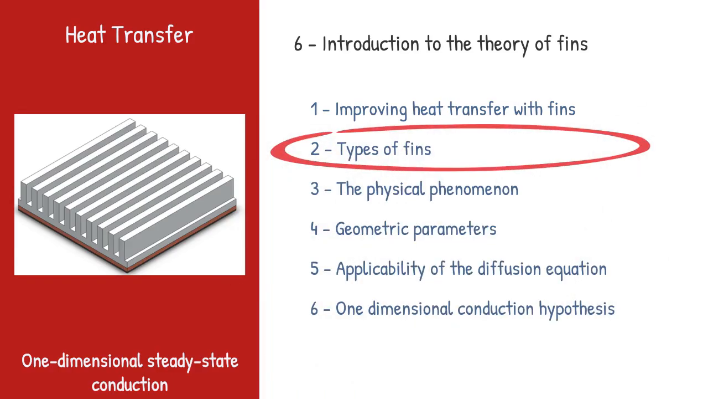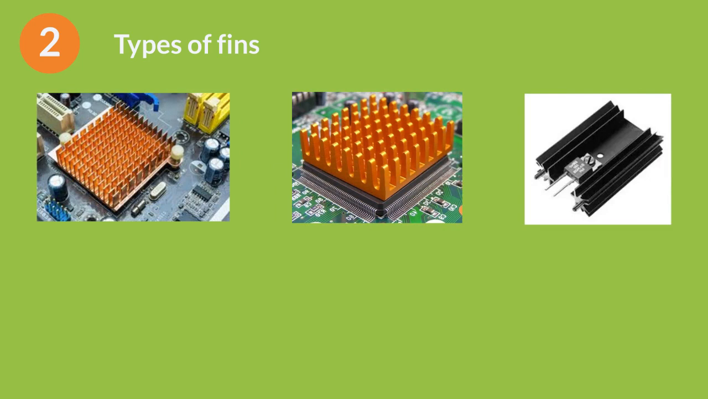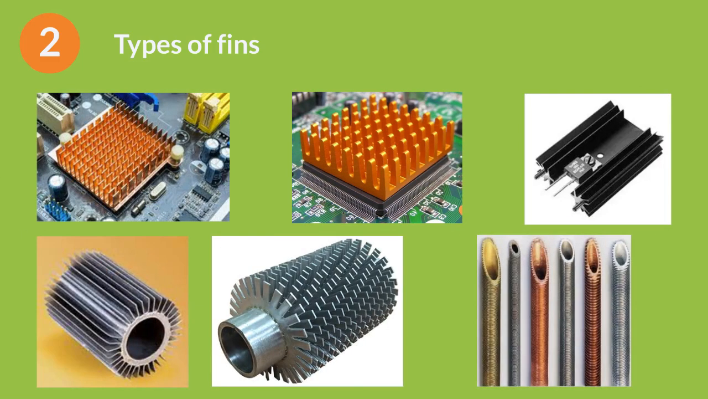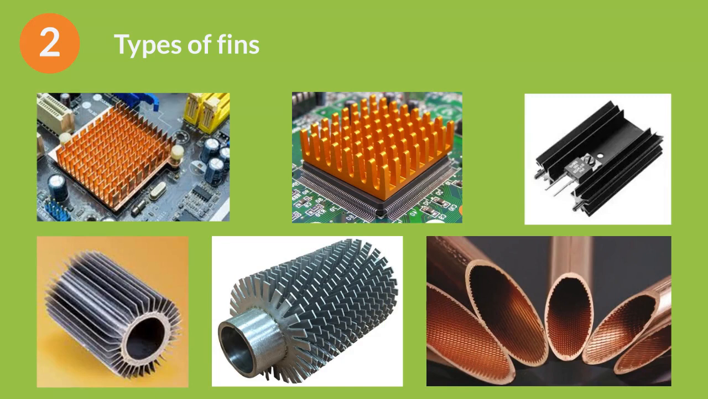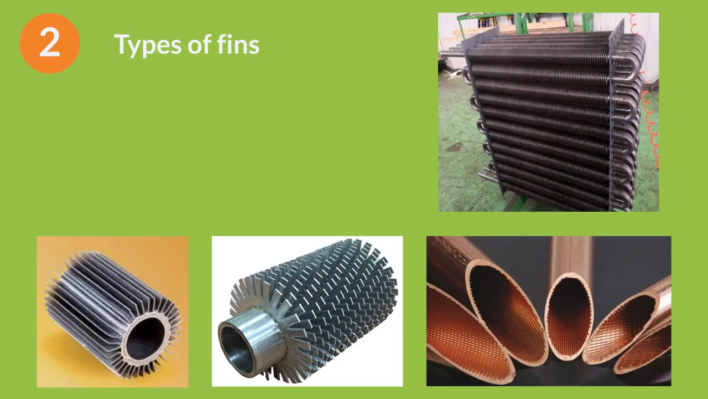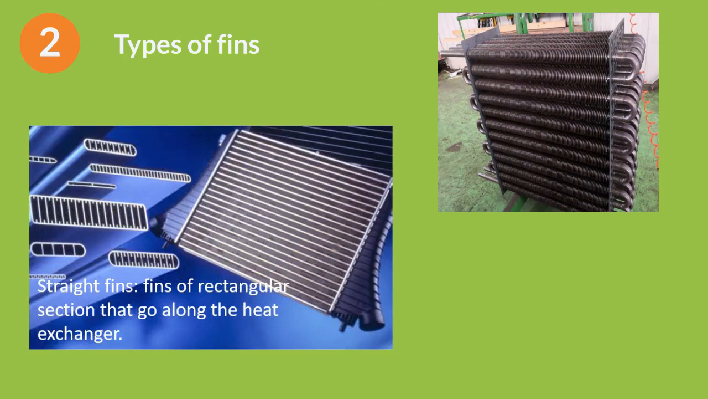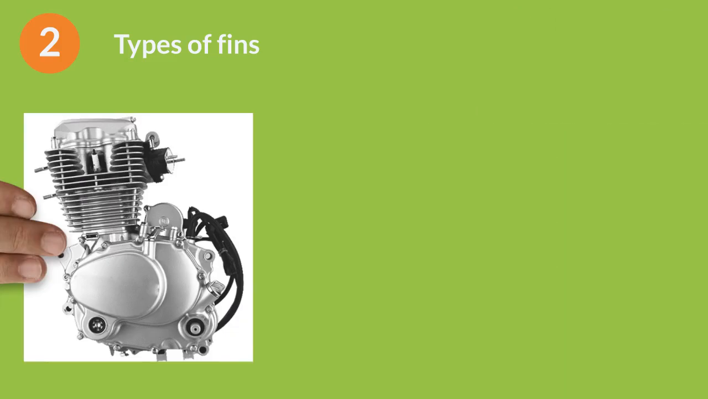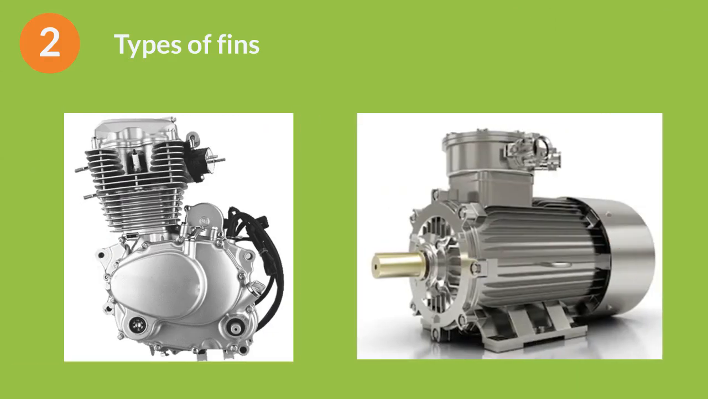What does the fin design look like? There are many types of fins, for instance in heatsinks to refrigerate electronic chips. Other fins increase the heat transfer surface between a tube and the external fluid, or with the inner fluid. Finned tubes are used in heat exchangers, like straight fins that go along a heat exchanger. We can find fins in heat engines and in electrical engines.